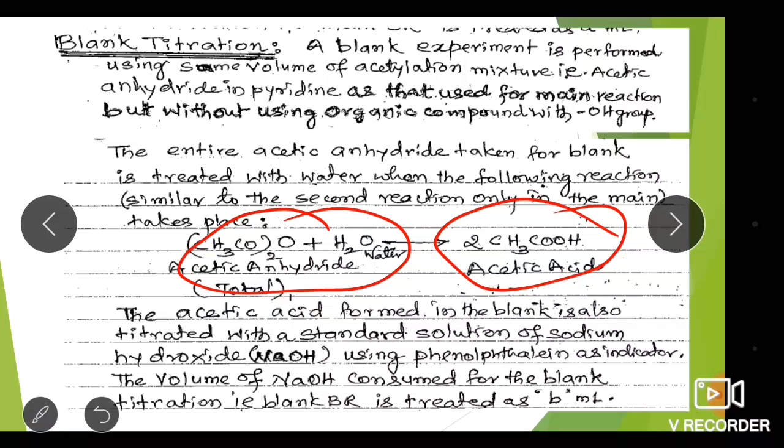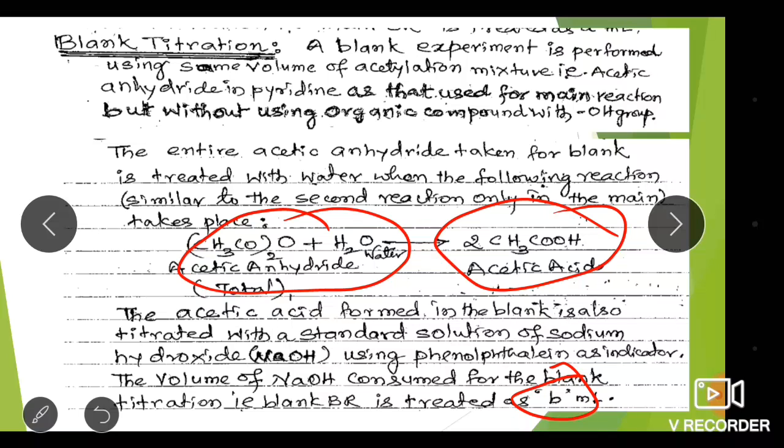The volume of NaOH consumed for the blank titration is the blank burette reading, treated as B. Means what? In the first case we are using the organic compound containing an OH group. The acetic anhydride taken reacts with that OH group to give acylation, and some amount of that acetic anhydride is left unreacted.